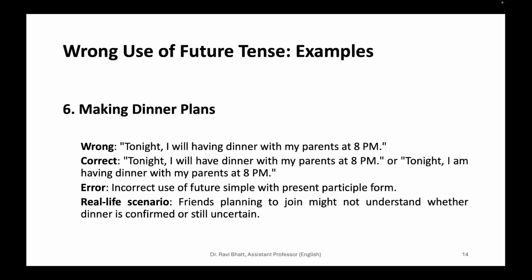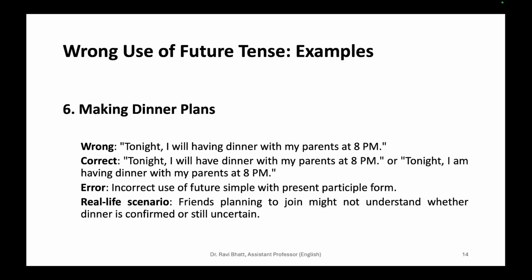Okay. So some of your friends who are planning to join might not understand whether dinner is confirmed or still uncertain. So rather than this, what you can say, tonight, I will have dinner with my parents at 8 p.m. or tonight, I'm having dinner with my parents at 8 p.m. That's the grammatically correct version.